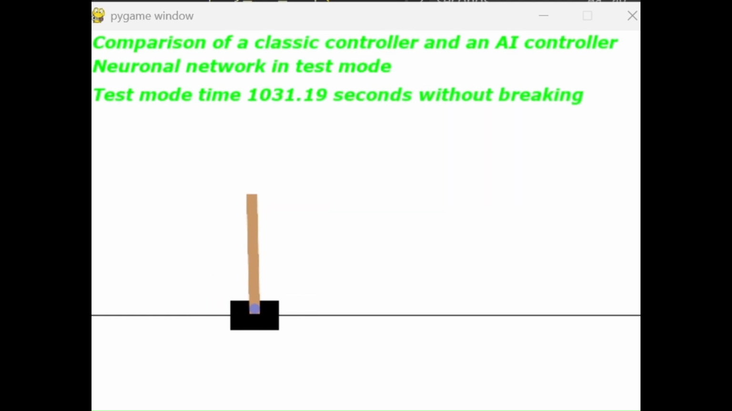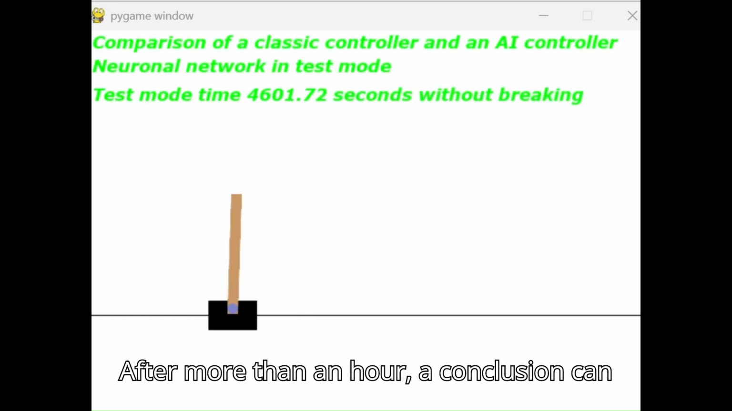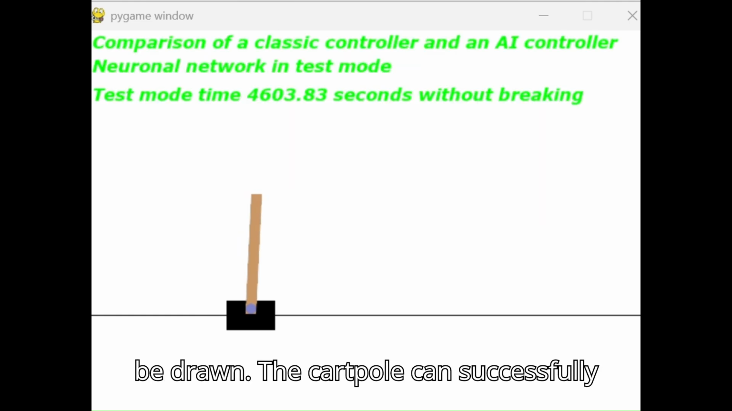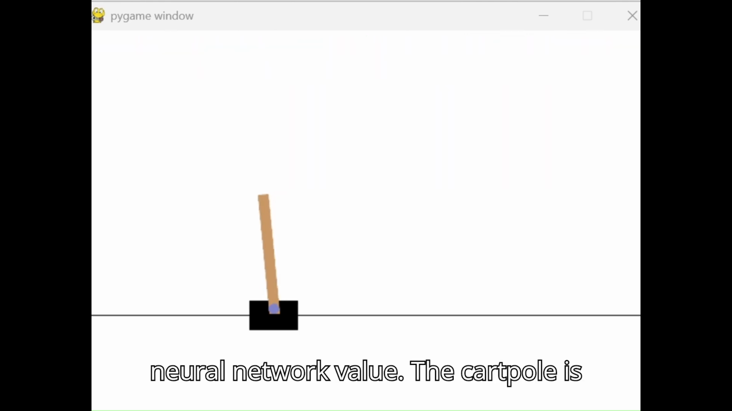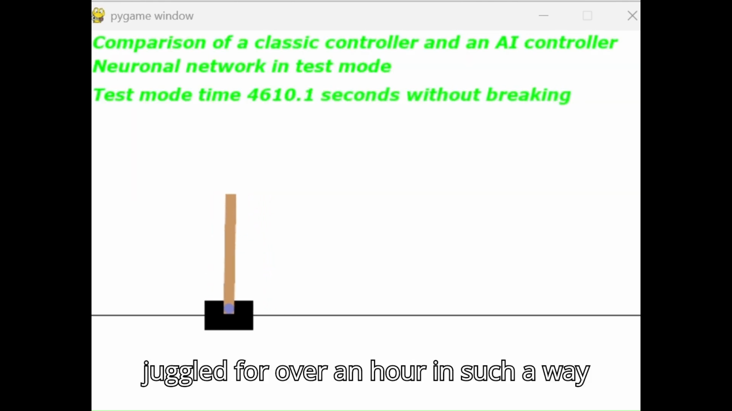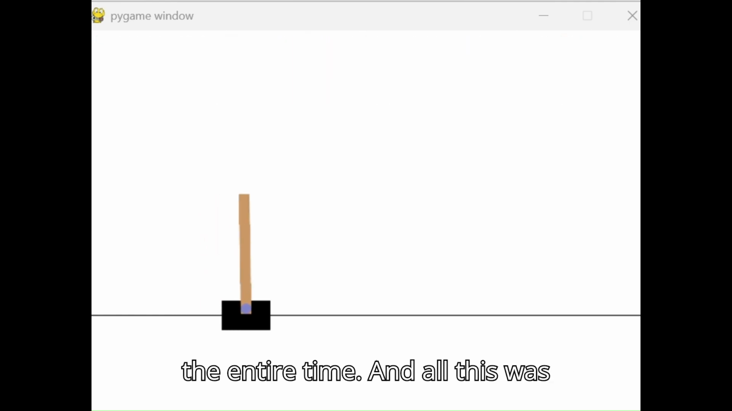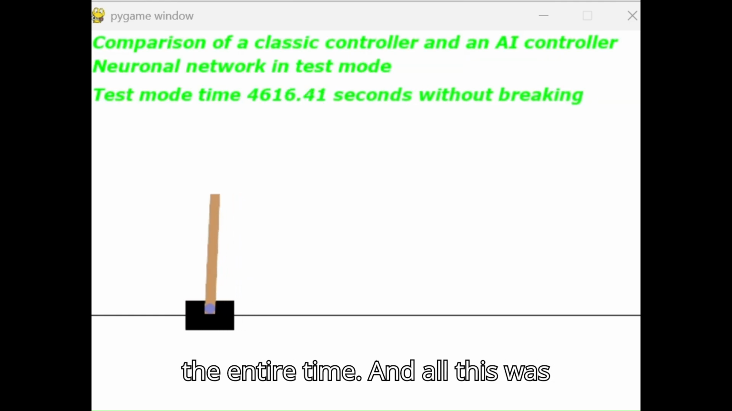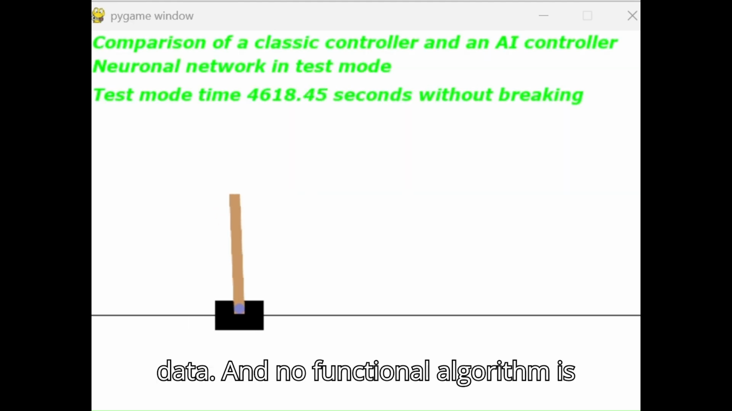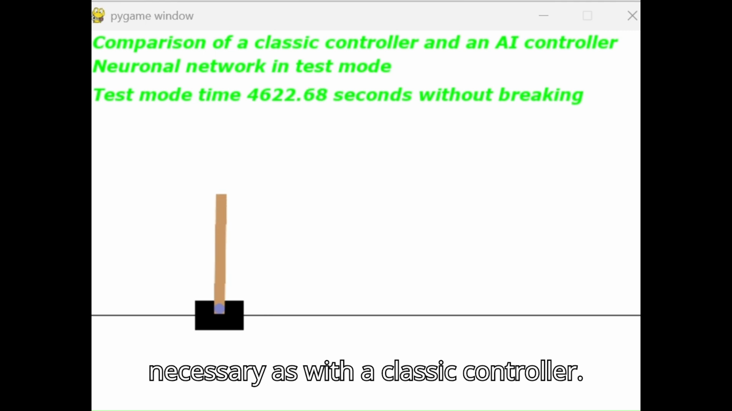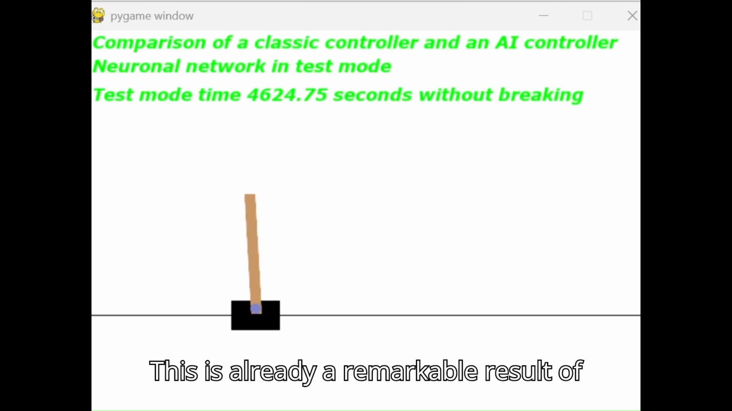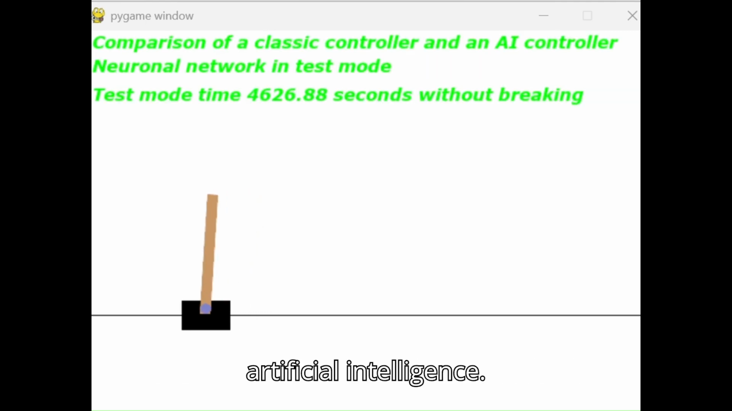After more than an hour, a conclusion can be drawn. The cart pole can successfully master the task assigned to it with a neural network. The cart pole is juggled for over an hour in such a way that it remains in a vertical position the entire time. And all this was achieved by successfully learning from data, and no functional algorithm is necessary as with a classic controller. This is already a remarkable result of artificial intelligence.